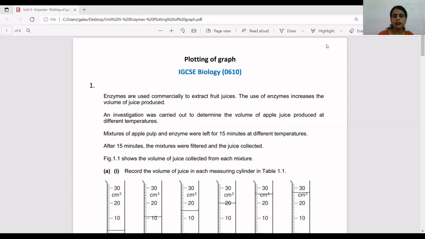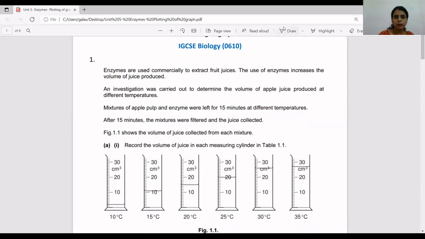Now let's discuss one of the questions from IGCSE paper number 6, that is alternative to practicals. It will help you in better understanding of plotting of graph. The question given here is, enzymes are used commercially to extract fruit juices. The use of enzymes increases the volume of juice produced. So commercially, enzymes are used to extract fruit juices, and when we use enzymes to extract fruit juices, the volume of juice produced is also increased.